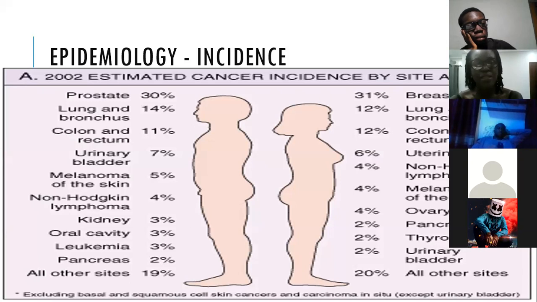So if you look at this slide, you'd realize that in males, the leading cause of cancer is prostate cancer. And in females, the leading cause of cancer is breast cancer. However, lung cancer is of a comparable percentage in both sexes, 14% in males and 12% in females. So this epidemiology is from the West. Obviously, in our setting, it will be different because we don't have a lot of women who smoke in our setting. So our picture might look different.